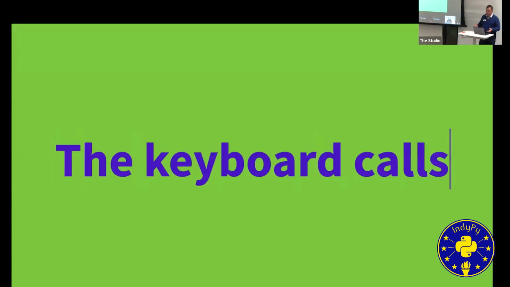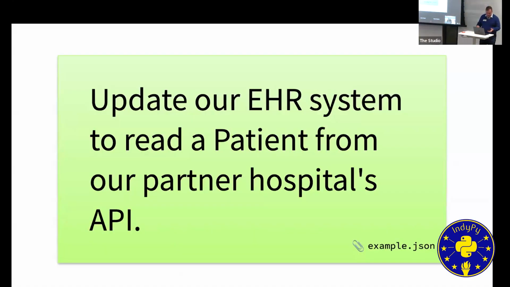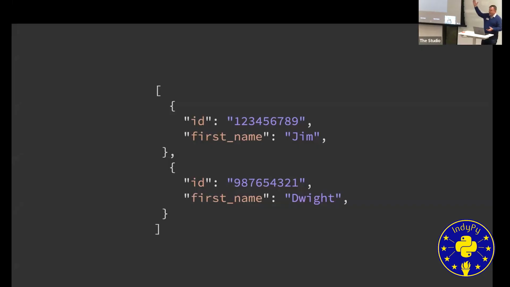Our story opens as you sit down at your keyboard to work on your next work ticket. And you take a look at it. Doesn't look too bad. You're going to be pulling in patient data. It's probably going to look something like this. So we've got an ID, first name, then another record with an ID, the first name. Pretty sensible, straightforward, short and sweet.